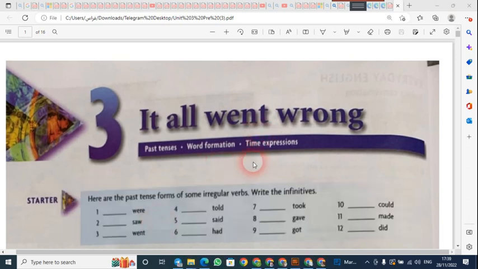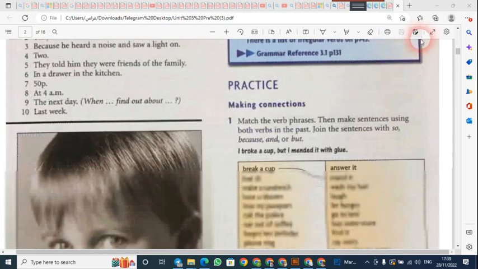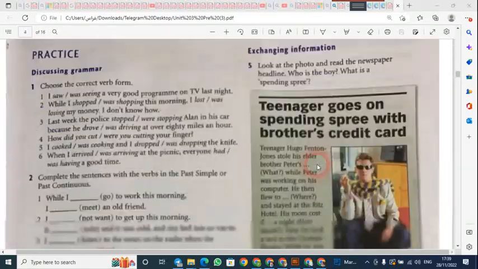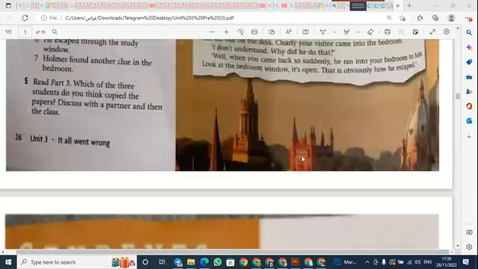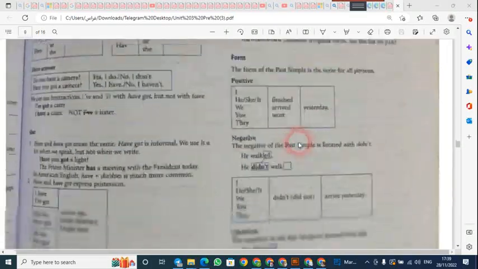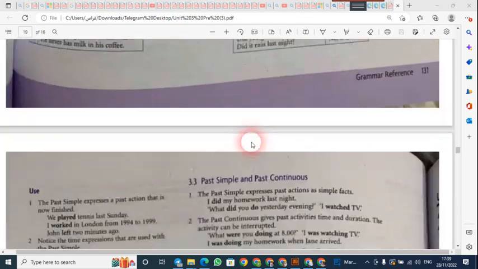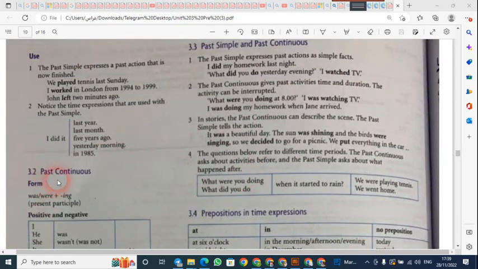How are you doing? We will continue today with unit number 3, "All Went Wrong", where we study the past tenses, word formation and time expressions. Last week we studied the past simple. Today we will study another past tense, which is the past continuous.